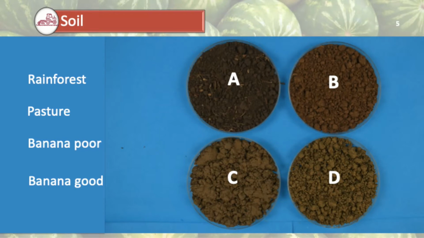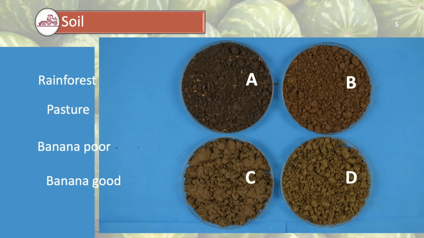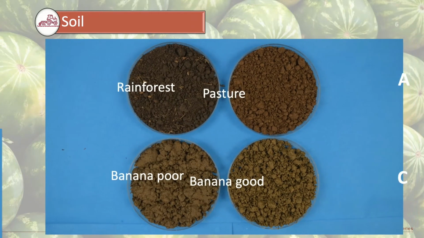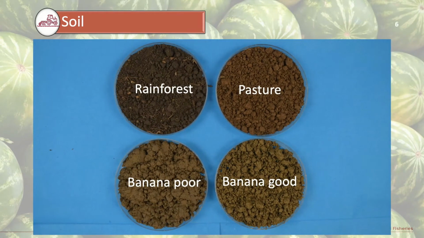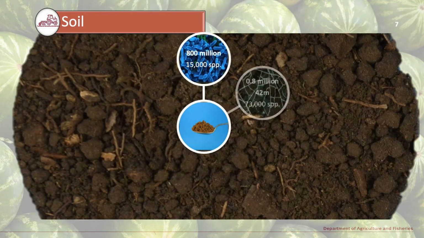From their appearance, that is, their structure and colour, we can see that there are differences. Can you guess which sample belongs to which land use? If you put them in the order rainforest, pasture, poor banana and good banana, you were correct. We did not need measurements to see the soils had different properties. We can simply tell from the colour and structure that different land uses can have a big impact on our agricultural soils. But there are a lot of soil properties that we can't see.